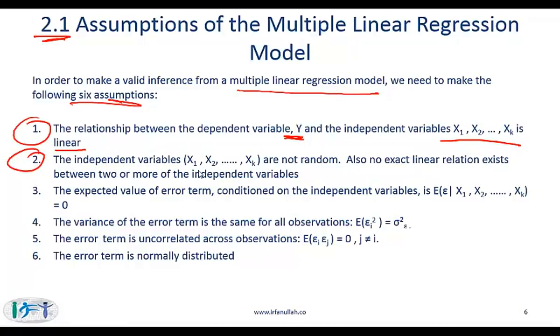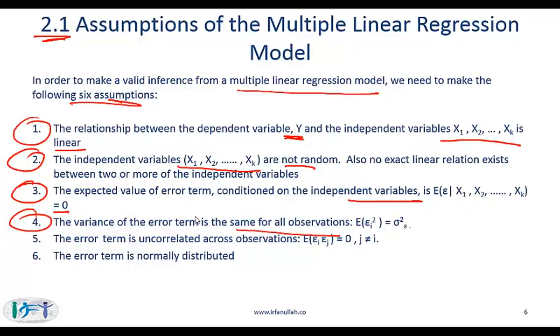Second, the independent variables are not random. Also, no exact linear relation exists between 2 or more of the independent variables. And this is fairly self-evident. Third one, the expected value of the error term conditioned on the independent variables is 0. In other words, you cannot predict the error term based on the value of the independent variables. Number 4, the variance of the error term is the same for all observations.